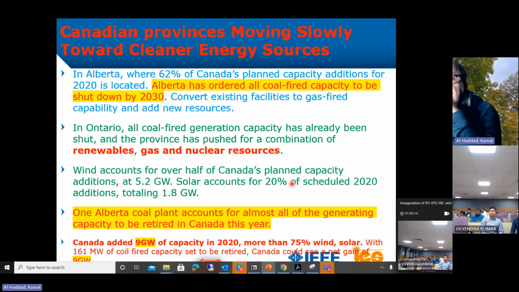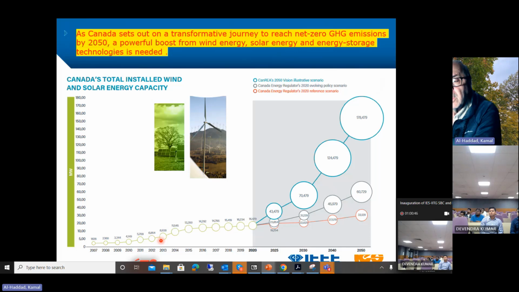We are planning to increase the contribution of Canada's solar and wind energy by 5.2 gigawatt coming from solar. We increased by 1.8 gigawatt in 2020 as well. Canada added 9 gigawatt of capacity in 2020, more than 75% of which came from wind energy. I will show you the statistics. We are going forward to increase, as you can see here.